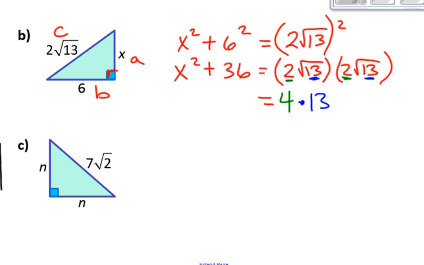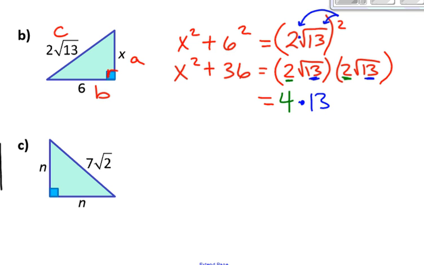Another way of thinking about it is back up at the top, when I'm multiplying two things together, like 2 times root 13, and I'm squaring that, you can think of that square as distributing to both things. So you can think of that as 2 squared times the square root of 13 squared. 2 squared would then become 4, and the square root of 13 squared would then be 13. Okay, so that's kind of a shortcut way. I prefer that way, but if you need to write it out, you can write it out.